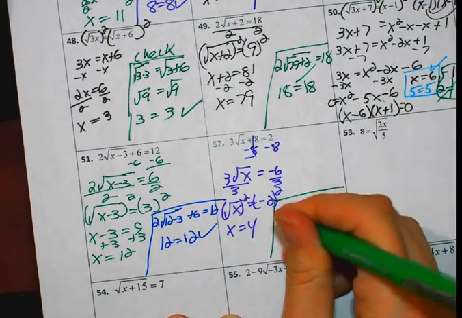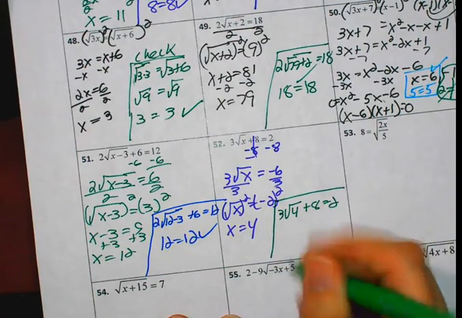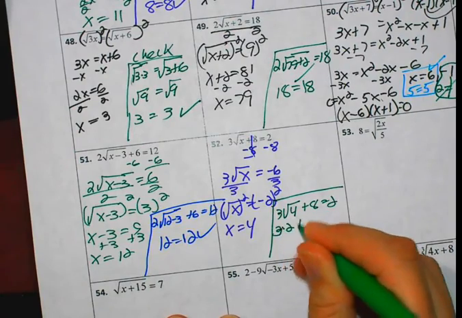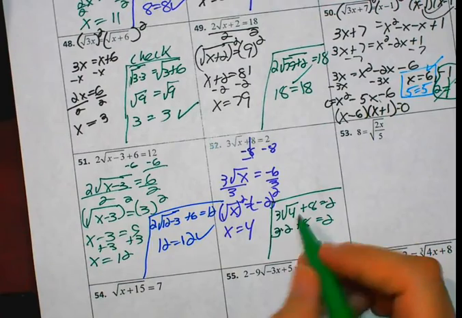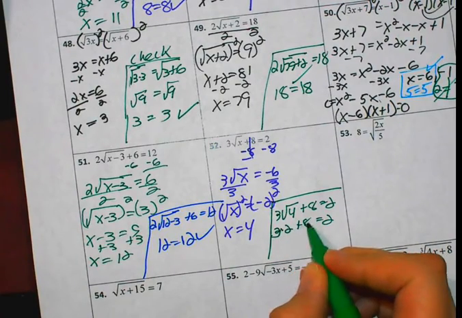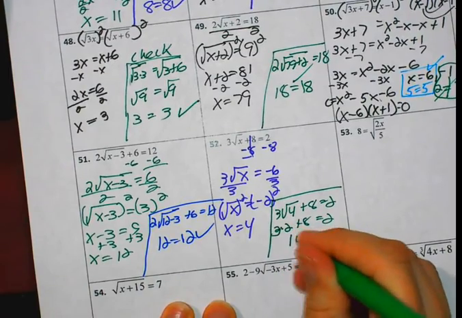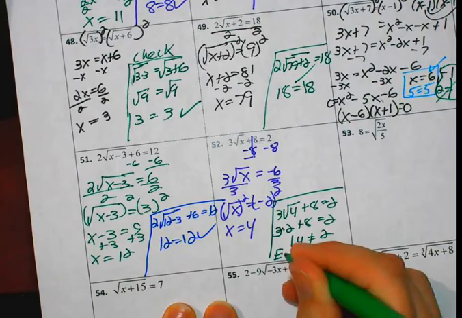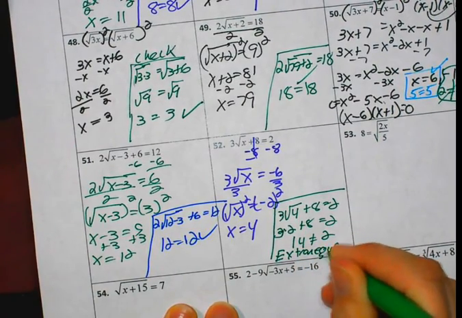I have 3 square root of 4 plus 8 equals 2. 3 times 2 plus 8 equals 2. So that's going to be 6 plus 8, which is 14, equals 2, which we know is not correct, so this is an extraneous solution.